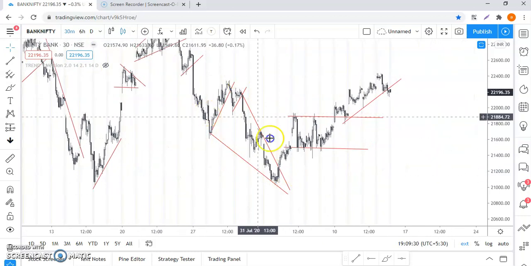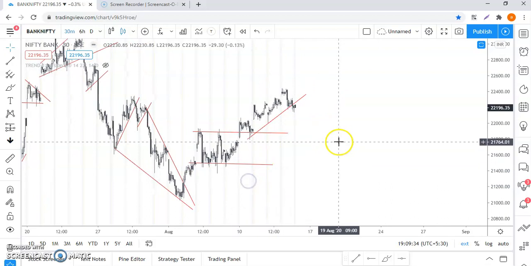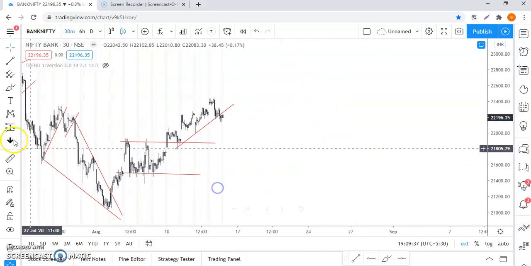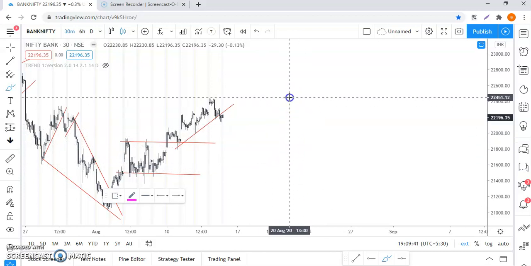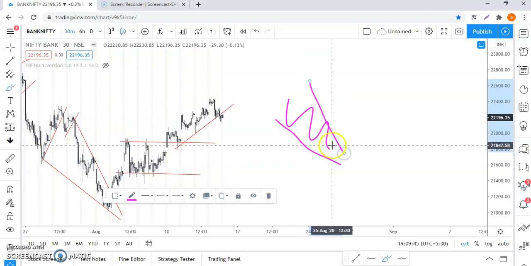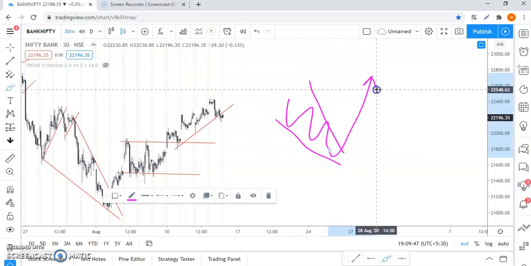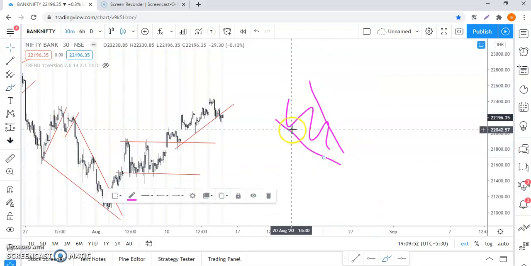See here, falling wedge. I told you, a falling wedge is a bullish chart pattern. It's very simple, guys. There's no complication in this. Whenever you see a pattern like this coming down, immediately what will happen? Price will go up. Okay, another type.